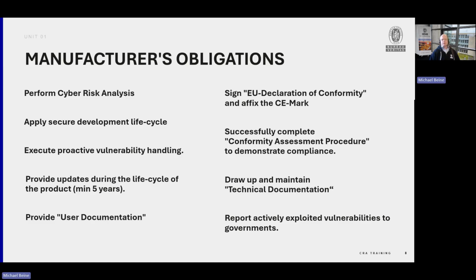Another process-related requirement is to execute a proactive vulnerability handling. So manufacturers need to stay informed about vulnerabilities in their products. They need to have a proactive approach. They cannot just wait for reports of vulnerabilities and say, well, we didn't know because nobody told us. No, they need to do a proactive approach to find and make sure that products are placed on the market without known exploitable vulnerabilities. That's one of the key elements in the technical part. But the vulnerability handling part is a process requirement.